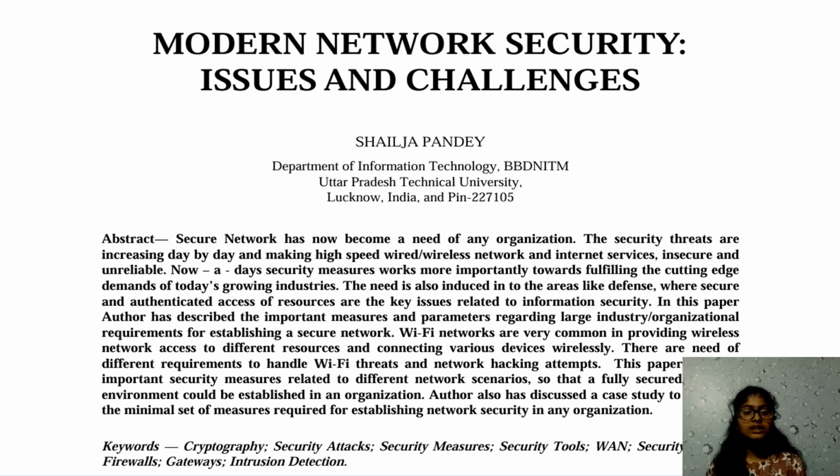This case study is about the secure network which any organization needs, and also the Wi-Fi threats. And the keywords in this paper are cryptography, security attacks, security measures, security tools, WAN, which is nothing but Wide Area Network, security, firewalls, gateway, and intrusion detection.